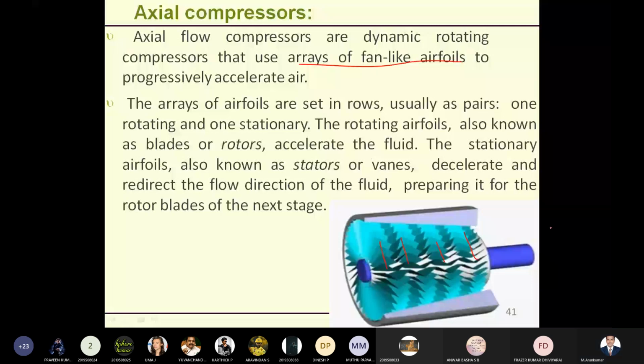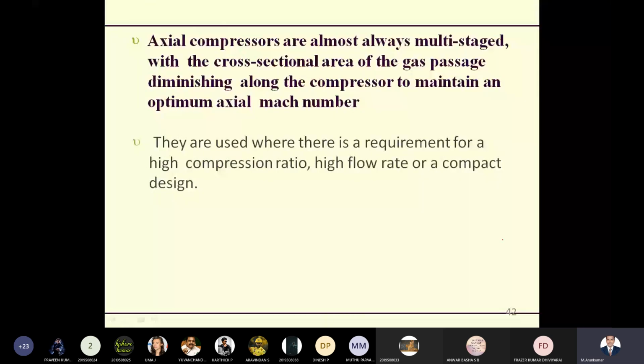Right, so these axial compressors are almost always multi-stage, where the cross-sectional area of the gas passage diminishes along the compressor to maintain an optimum axial Mach number. This Mach number is actually the ratio between the actual velocity and the velocity of sound. Right, so no need to worry about that. So axial compressors are almost always multi-stage. They are used where there is a requirement for a high compression ratio, and if you require a high flow rate and a compact design, you can go with the axial compressor.